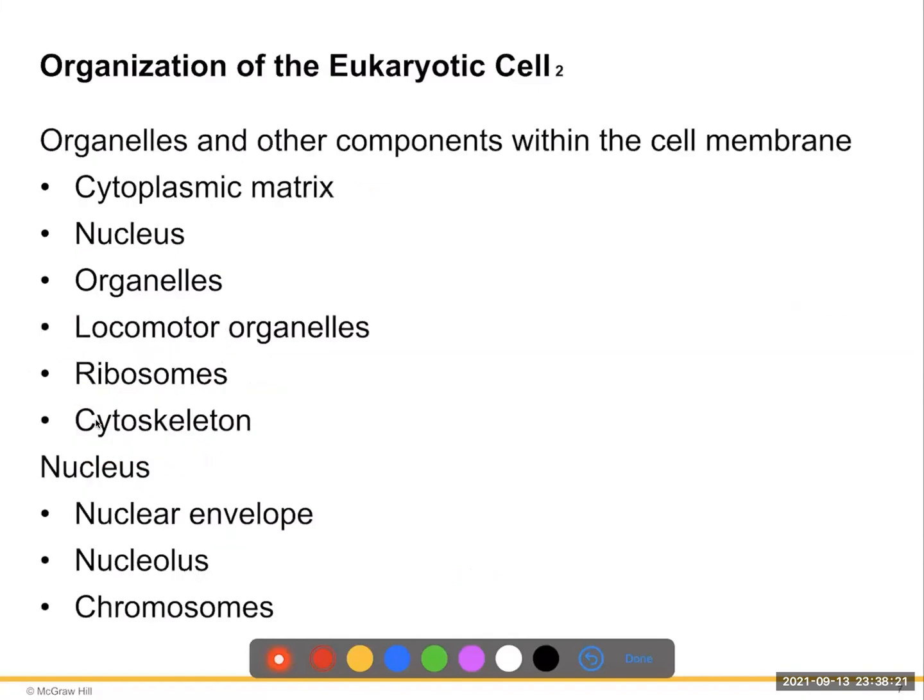Okay. Organelles within the cell membrane. You have the matrix. Okay, the cytoplasmic matrix is the matrix within the cell.